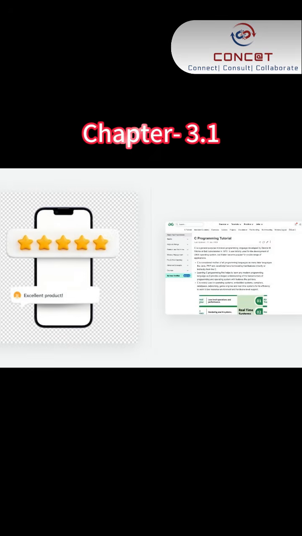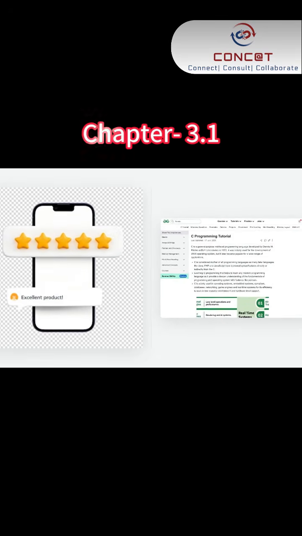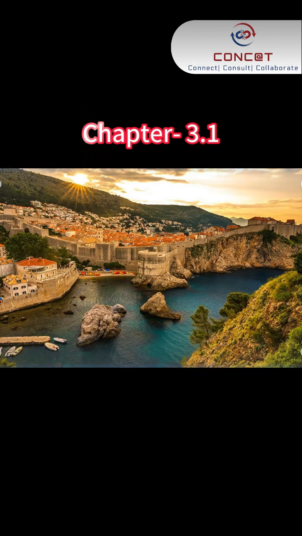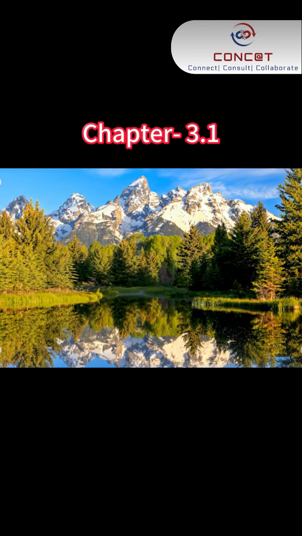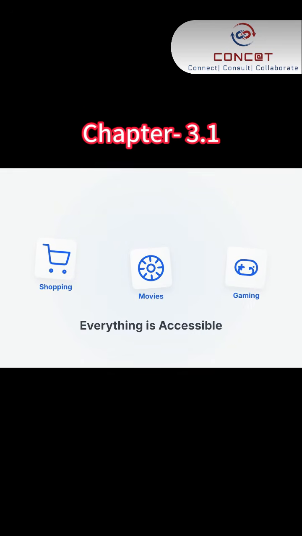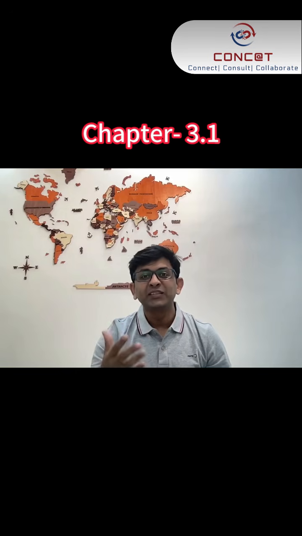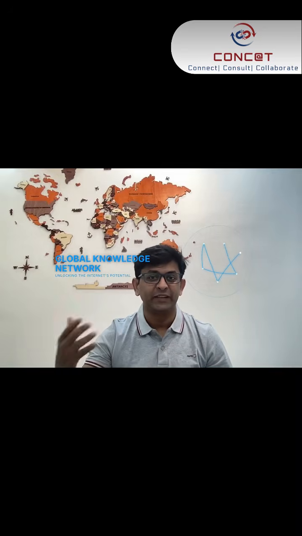From finding the best mobile phone reviews to learning a new programming language like C++. Search engines also help you find images, videos, and even the best route for your next trip. Whether you're shopping for a gift or looking for entertainment, search engines make it all accessible. Mastering search engines is the first step to unlocking the vast knowledge of the internet.